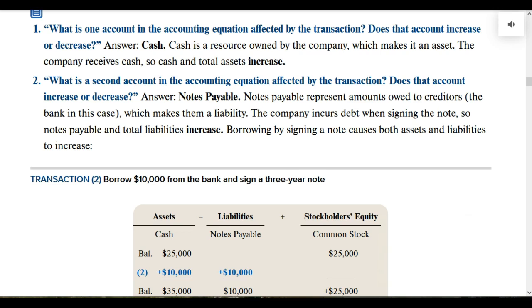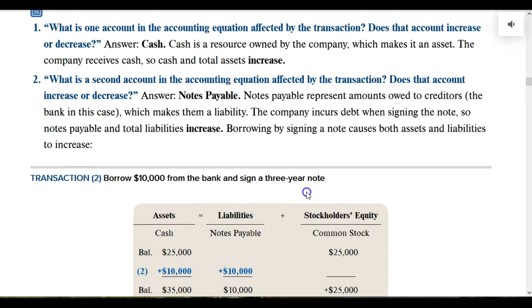So we're going to use an account called notes payable, and that is a liability account. We owe the bank this money back, a little bit later, maybe. They don't tell us the terms. Maybe in 6 months, maybe a year, we have to pay the $10,000 back plus interest.